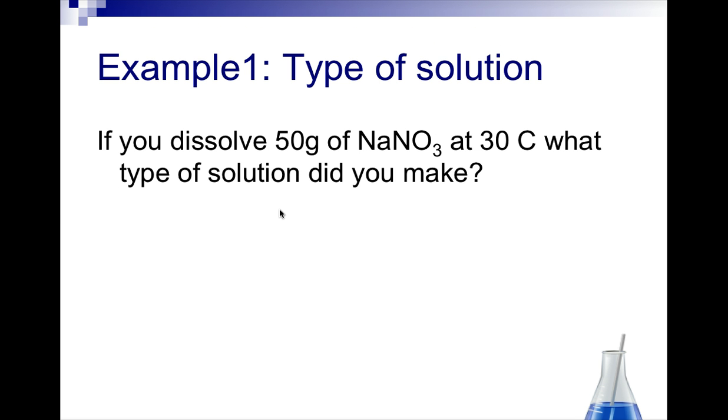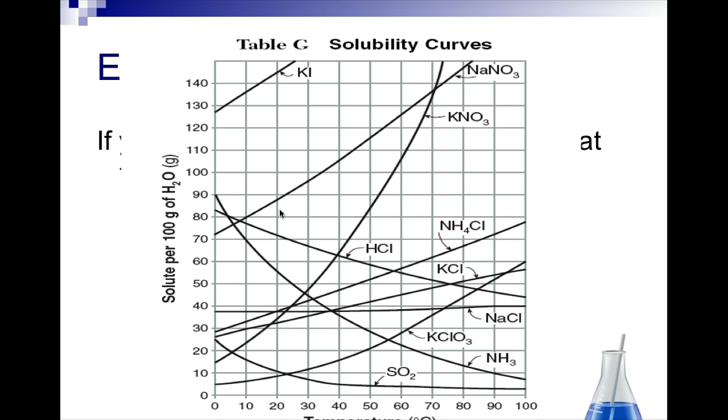So example 1, what type of solution do you have if you dissolve 50 grams of sodium nitrate at 30 degrees Celsius? What type of solution did you make? Well, if we look here at our curve and we find sodium nitrate, which is up here, and we are at a temperature of 30 degrees, we find 30 degrees, follow our line up to our curve, and we are at about 95 grams. So what we have is 50 grams, so that is less, therefore it is an unsaturated solution.